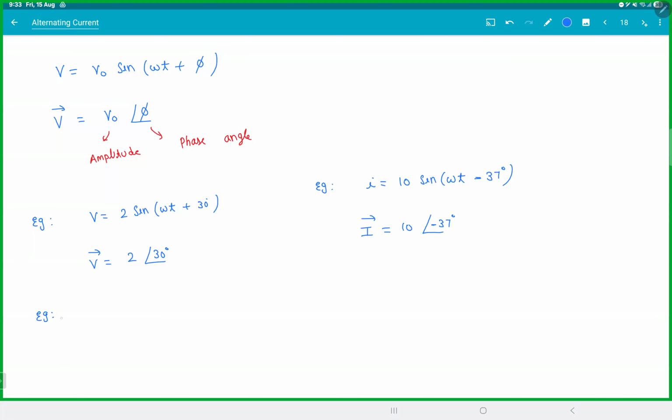And remember, we need to keep everything in sine form. If you give me something like 3 cos omega t, I'll write this as 3 sine(omega t + 90). So the phasor form V bar will be 3∠90 degrees. This is the first step that we need to know.